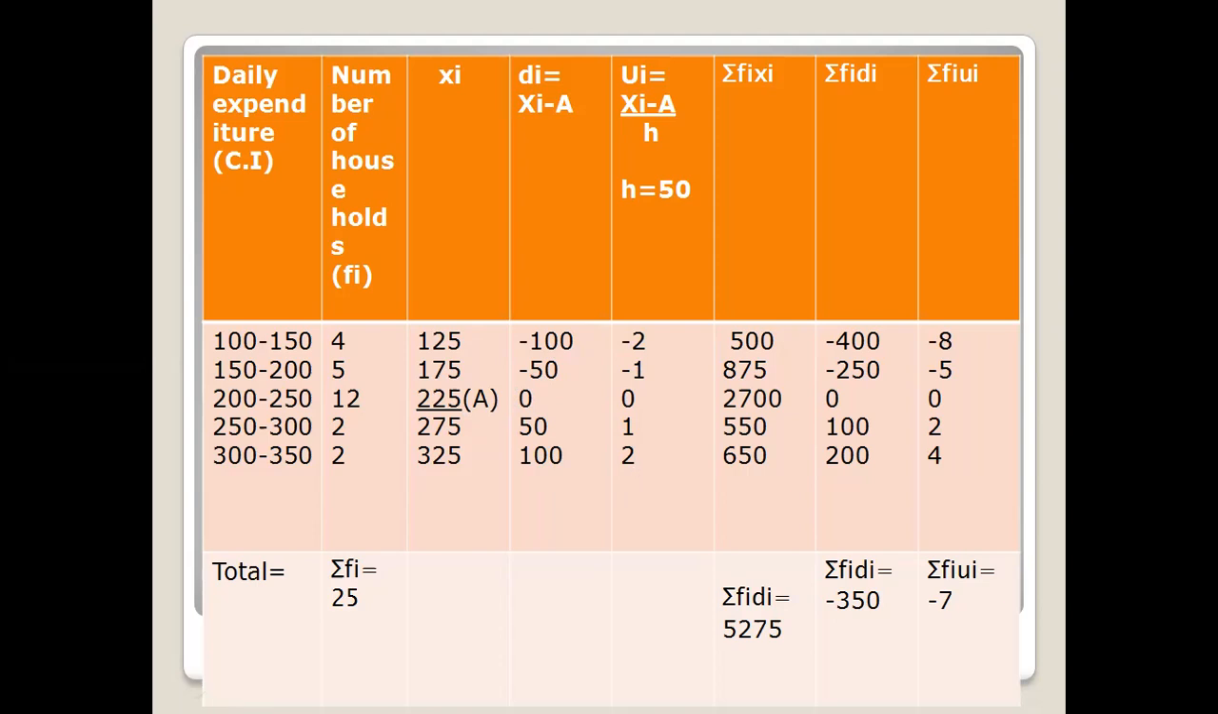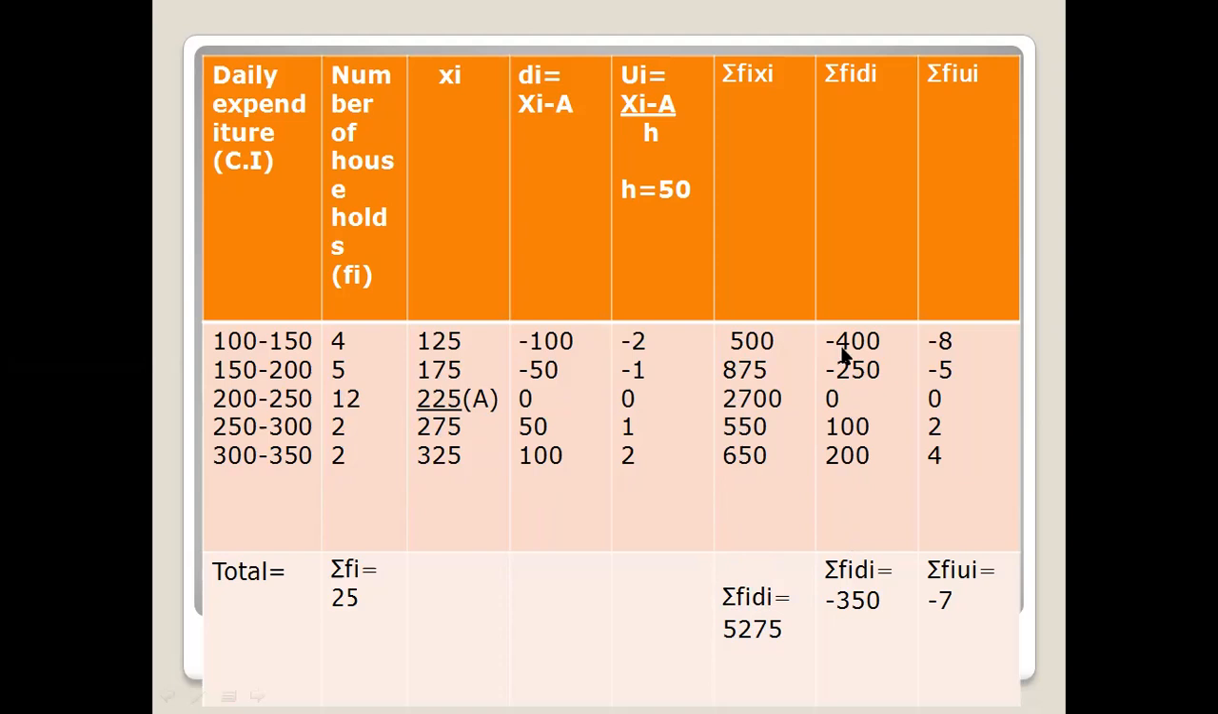Now we must find the fi xi column. Simply multiply 4 into 125, that is 500. 5 into 175 is 875. 12 into 225 is 2700. 2 into 275 is 550. 2 into 325 is 650. Add all these values. Sigma fi xi. Children, sorry, this is a print mistake. It is not di, this is xi. Sigma fi xi value is 5275. So once again I am telling, this is not fi di, this is fi xi. Sigma fi xi is equal to 5275.